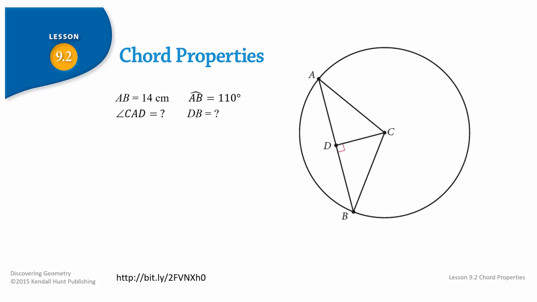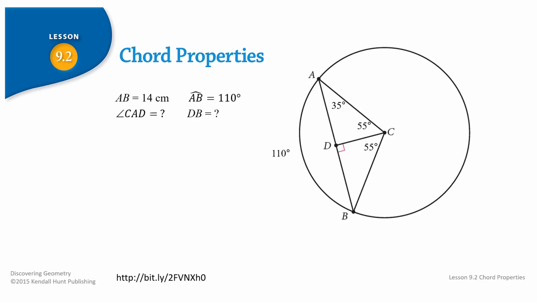If the arc is 110, what does that mean for the central angle? That means the central angle is the same. Now it looks like line CD cuts it in half. In fact, because I've got that right angle there, it does cut it in half. That means each of these angles is 55 degrees. If you remember, a triangle adds up to 180. So if I've got 55 and 90, that means angle CAD must be 35 degrees.